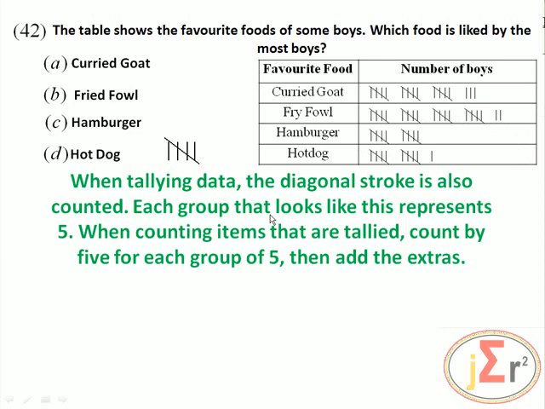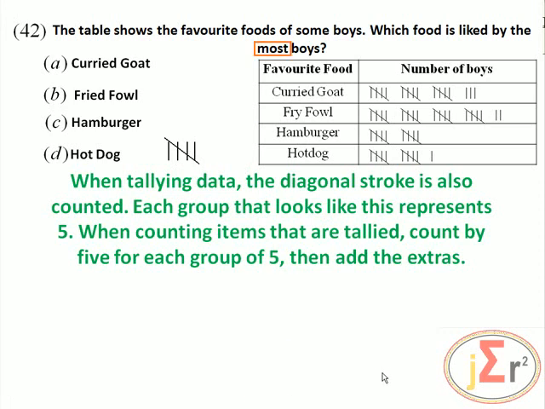Right. And here we can see that we have what? 5, 10, 15, 18. Right. It is easy for us to just take a look at it without having to count the strokes individually, because each group of 5 is counted just by 5. Then we are sure that we can just count by 5 for every group that has a diagonal stroke like that.